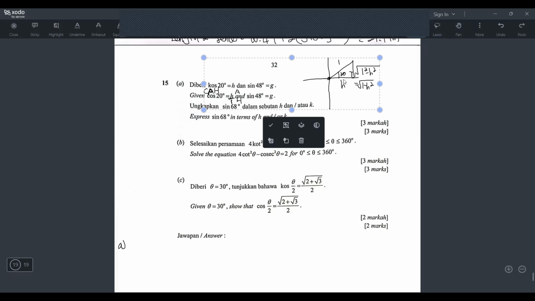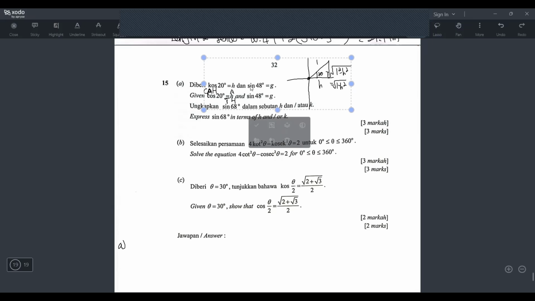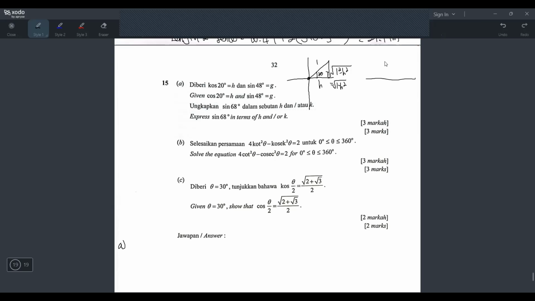Okay, so let's make this smaller. Why do I want to make this smaller? Because I realize there's another diagram to draw. What's the other diagram? For the sine 48. So 48 is also another quadrant 1 angle. So you will draw in quadrant 1 also. But this time it's sine 48.